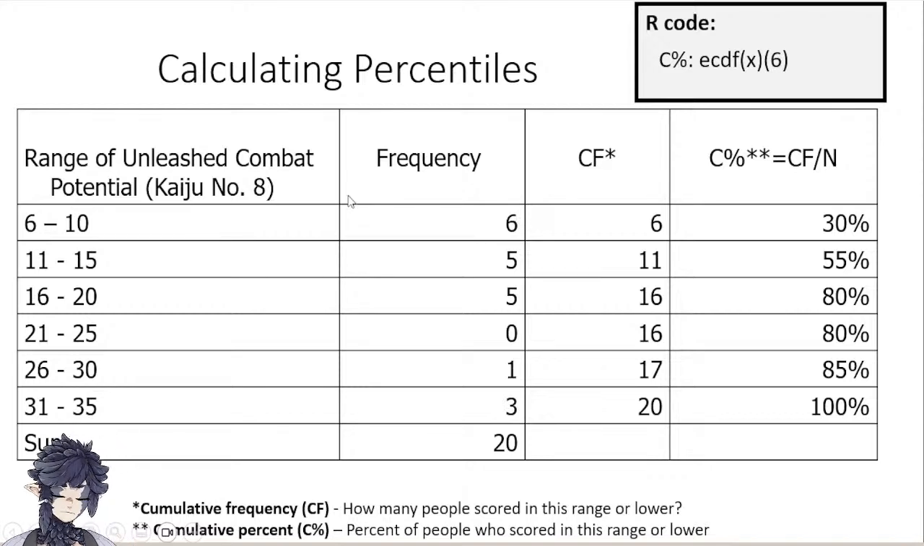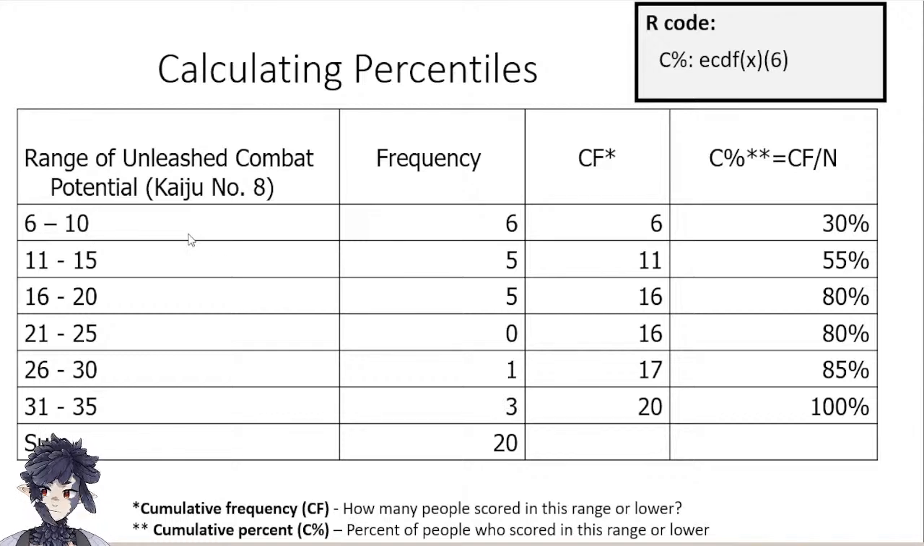Let's say we have 6 recruits whose combat potential is between 6 and 10. 5 recruits who are between 11 and 15. 5 who are between 16 and 20, and so on. So we have the range of unleashed combat potential they're in. How many recruits were in that particular range? The cumulative frequency. In other words, cumulative frequency is how many people are in that range or lower. So we have 20 people total. This sum is just how many recruits total are represented in this table. Cumulative frequency is how many are in this range or lower.